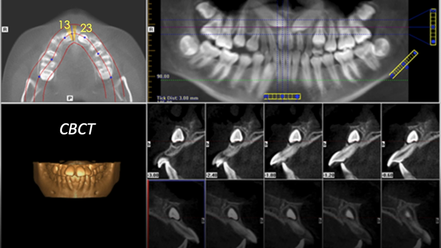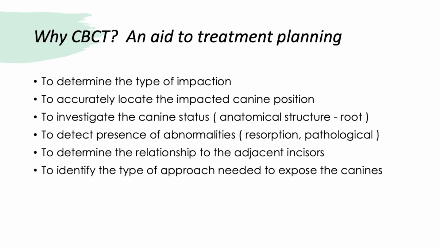Next is the CBCT imaging. As you can see, the impacted canines are located labially to the central incisors. So why do we take a CBCT? By taking this CBCT, we can determine the type of impaction according to its classification. We also want to locate the impacted canine position and investigate the status of the impacted canine, whether there is presence of abnormalities, be it pathological or any root resorption. Thus, we can identify the type of approach needed to expose the impacted canines.